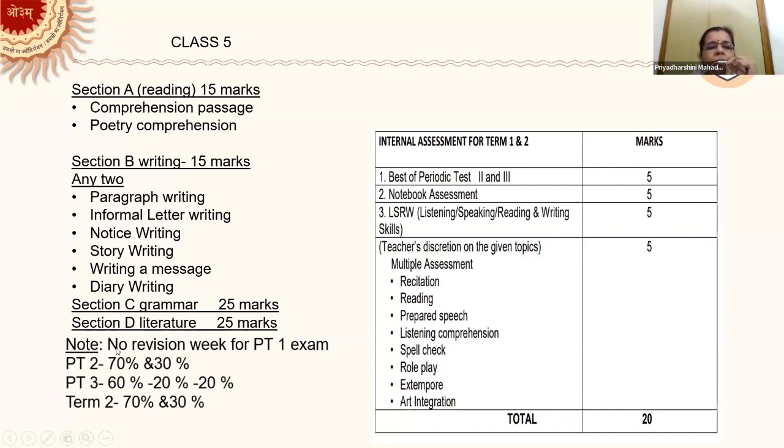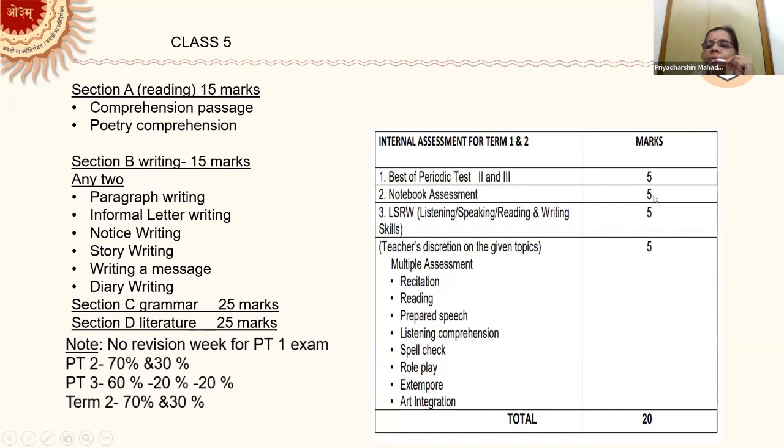Same weightage. See, like this, no revision week for the PT1 exam. For PT2, 70 marks from PT2 portions, 30% of term 1 portions. For PT3 again, 60% from PT3 portions, 20 from PT2 and 20 from term 1 portions. Term 2 exam again, 70% of term 2 topics will be tested and 30% of term 1 portions will be tested. Here again for class 5, we have internal assessment, best of periodic test 2 and 3. This is for term 2.